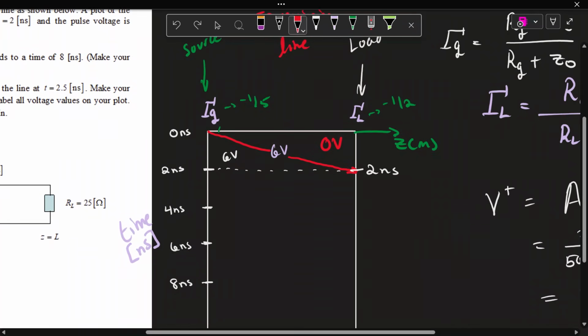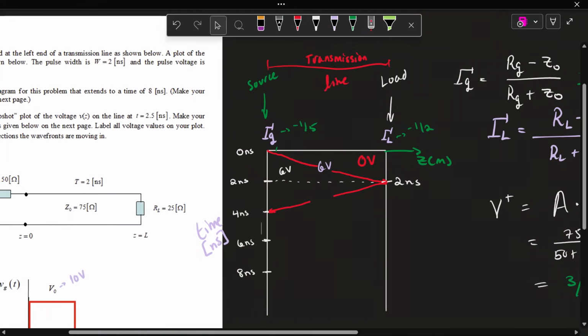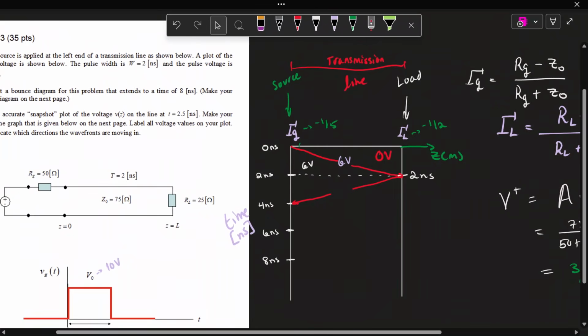Now, the wave is going to start coming back right here. After 2 nanoseconds from the load, it's going to reach back to the source. So it's going to be reflected back to the source.